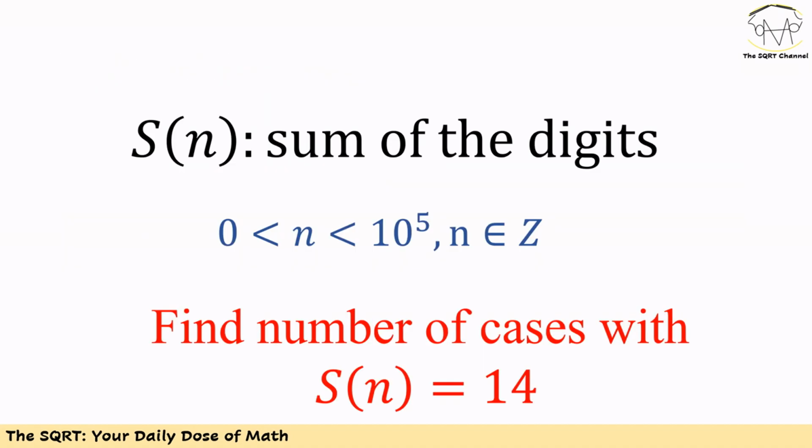To wrap up, let's summarize what we've done to solve this problem. In this problem, we defined Sn as the sum of the digits, and we wanted to find the number of cases that we have Sn equal to 14 if n is a positive number less than 10 to the power of 5. We showed that to meet this condition, each number should have at most 5 digits. Then we defined Sn as a new problem when we have Sn equal to d0 plus d1 plus d2 plus d3 plus d4, and each di is going to be at least 0.